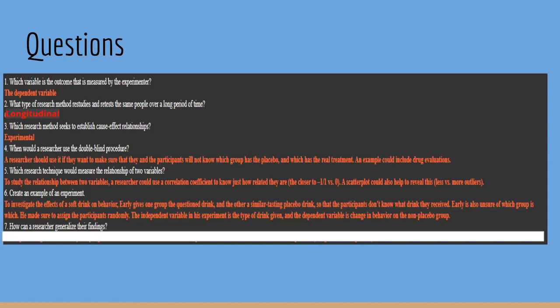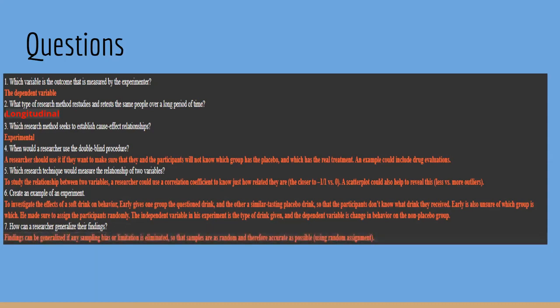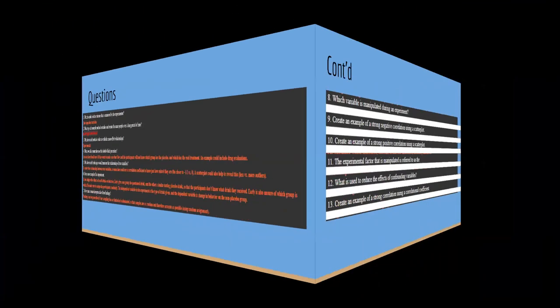How can a researcher generalize their findings? Do you remember what that is? That's something that means that it can be used by any other scientist. Well, that is, they can be generalized if any sampling bias or limitation is eliminated, so the samples are as random and therefore accurate as possible using random assignment. That's what they can do.